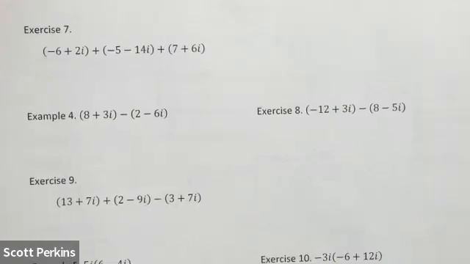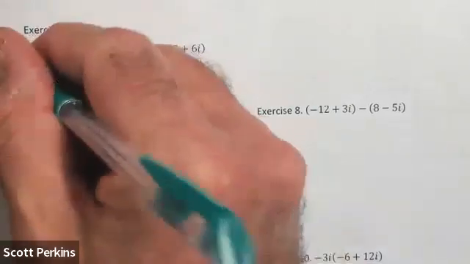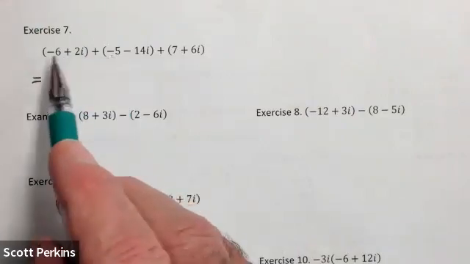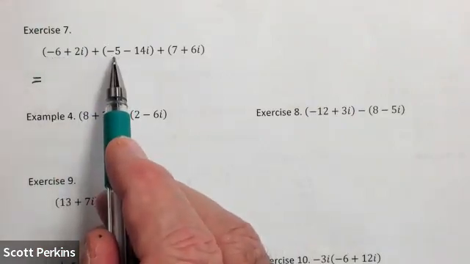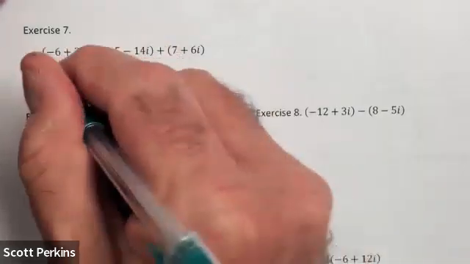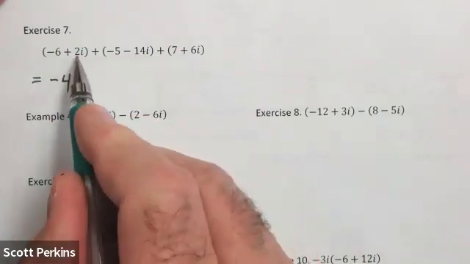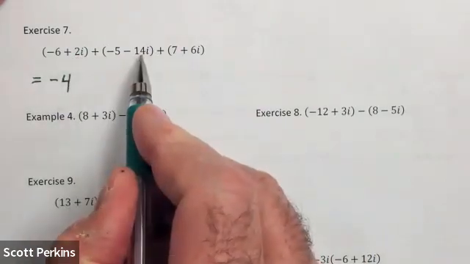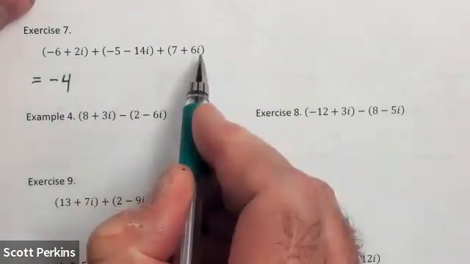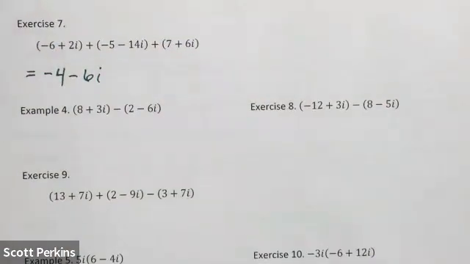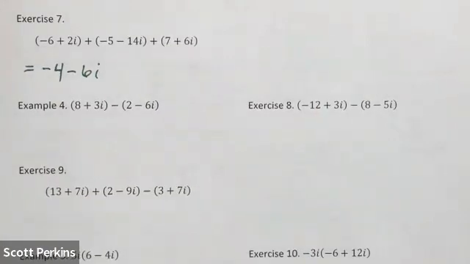Again, we're just going to add those real parts together. We're going to add the imaginary parts together. So the real parts, -6 and -5. -6 plus -5 is -11. Plus 7 is -4. 2i plus -14i, that is -12i. And then plus 6, that is -6i. Okay, -4 minus 6i. Again, don't be afraid to use your calculators on that, as we've said before.